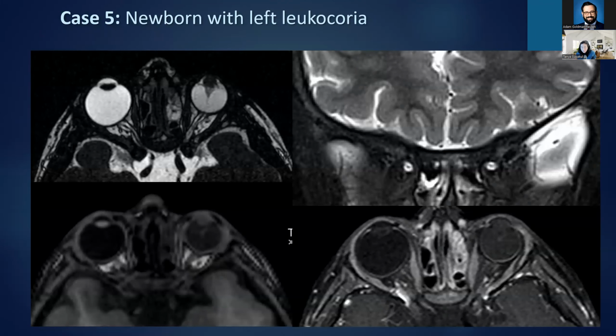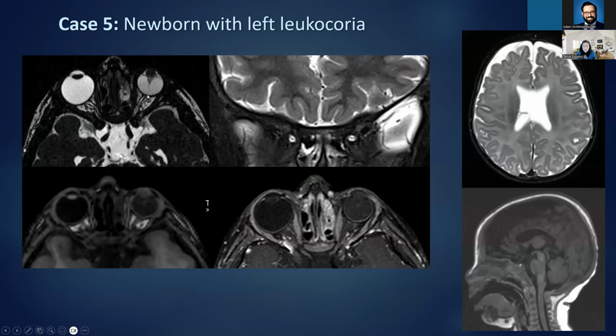Case number 5 that I have here is a newborn with a left leukocoria. On these axial T2 images, you can see that the patient has a small left globe with some dysplasia of the left lens, and also a triangular-shaped tissue here extending probably to the optic disc. And we cannot see the contrast enhancement very well here.